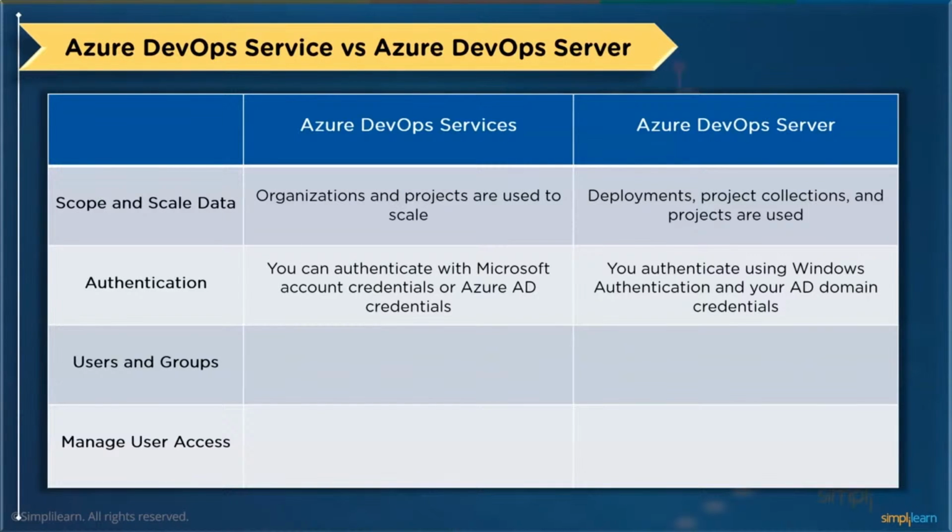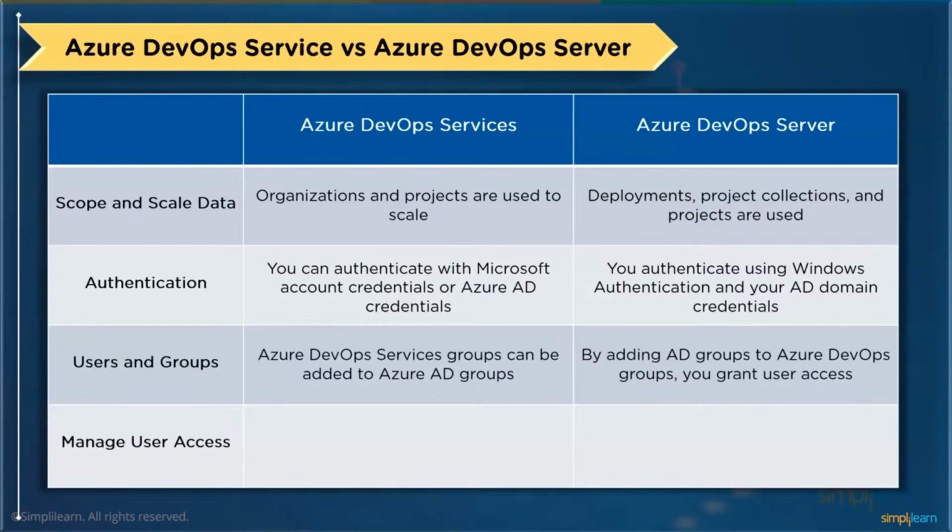But you connect to an intranet server using Azure DevOps Server. Windows authentication and Active Directory domain credentials are used to log in. So this method is completely open and you will never be asked to sign in. Next we have users and groups.